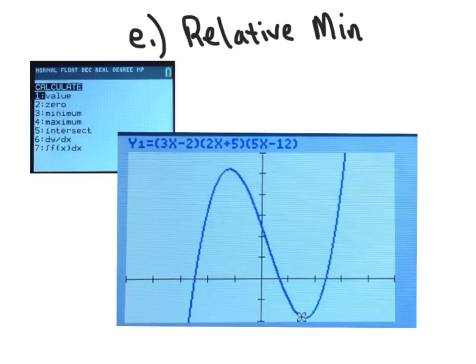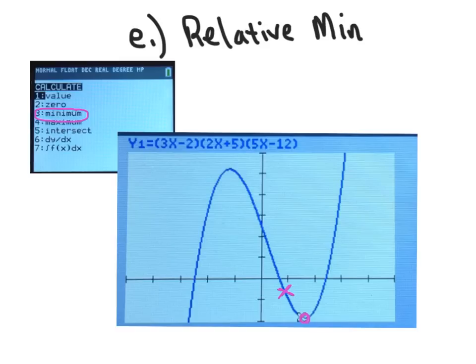Here's some more great news. We're going to talk about relative min, and I think you're going to find this very, very doable after we did the relative max. We're going back to the calculate menu, and this time we're going to grab choice number 3. We're going after the minimum, and I bet you can talk yourself through the process. Of course, our minimum is sitting down here, but the calculator first wants to know a left bound. So I'm going to put my cursor in this neighborhood right here, and I'm going to hit enter one time.